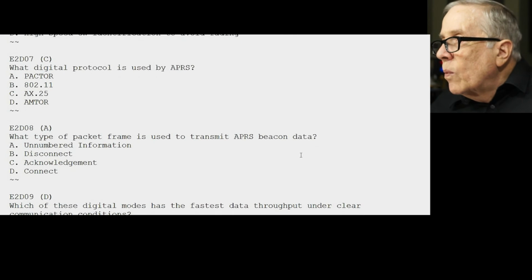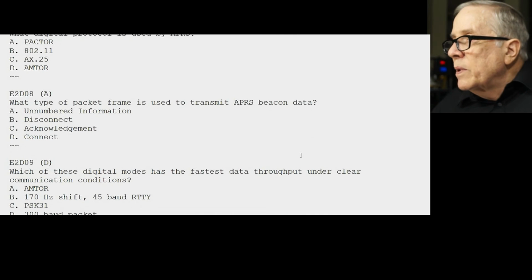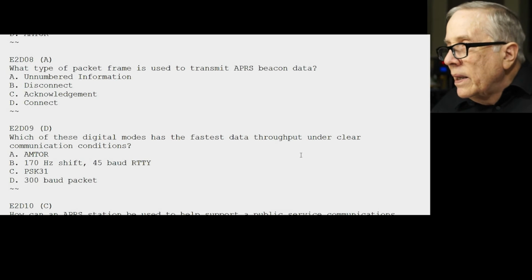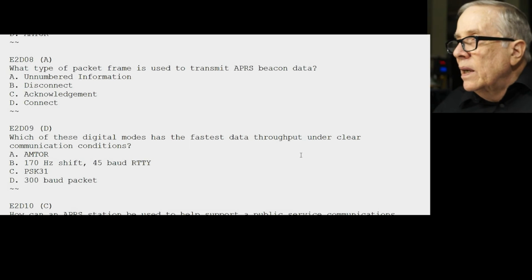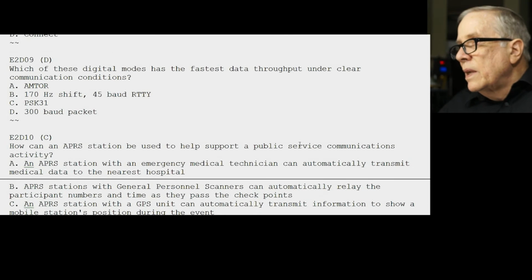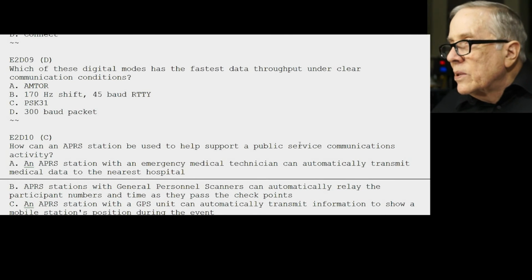Okay, E2D08, what type of packet frame is used to transmit APRS beacon data? And it says the answer is unnumbered information. E2D09, which type of digital modes has fast data throughput under clear communication conditions? And it says the answer is 300 baud packet.